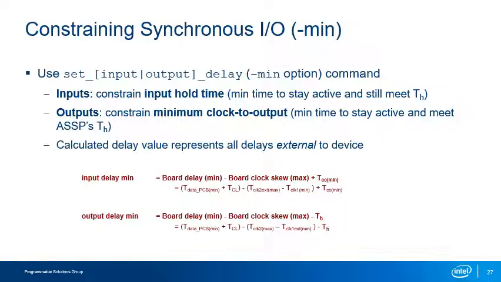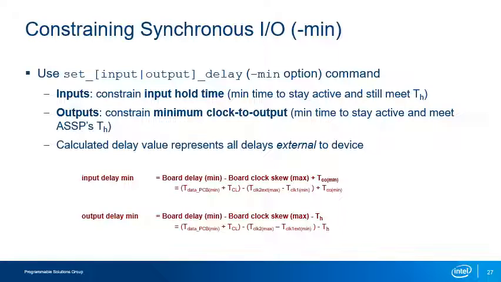Now we'll look at minimum delay in a similar manner. On the input side, the minimum delay constraint specifies the minimum amount of time a signal should remain active to still meet the FPGA's hold time requirement. For the output, the minimum delay constraint specifies the minimum amount of time the output signal should remain active and still meet the external device's hold time.